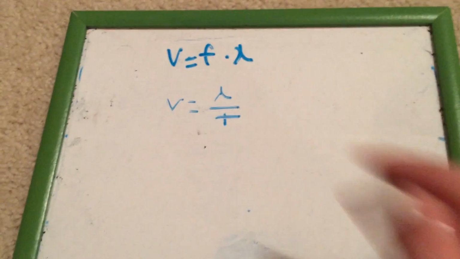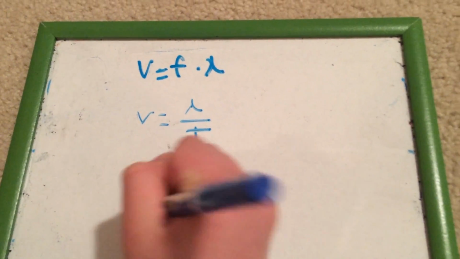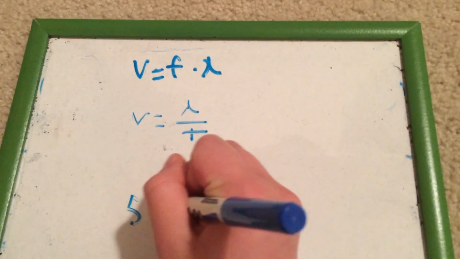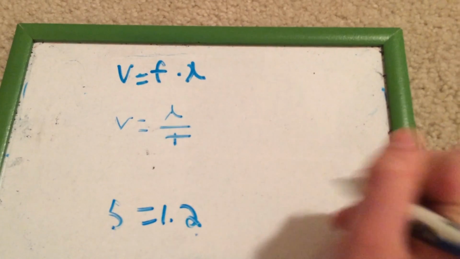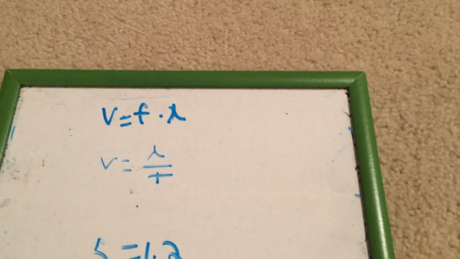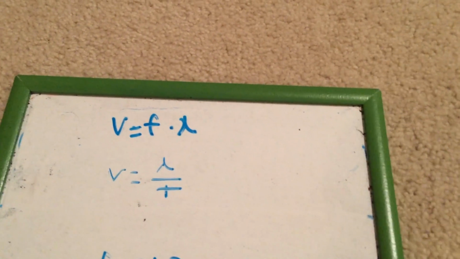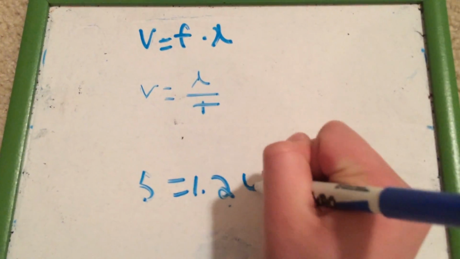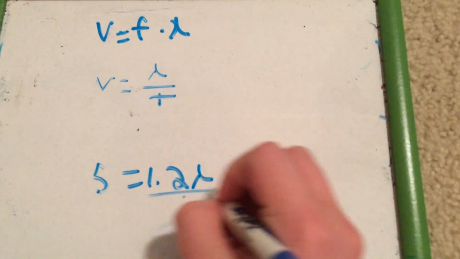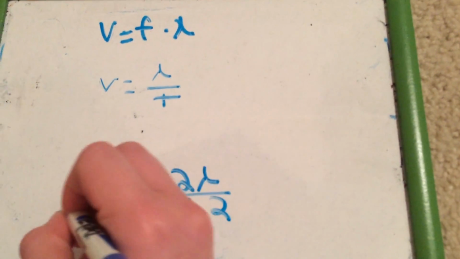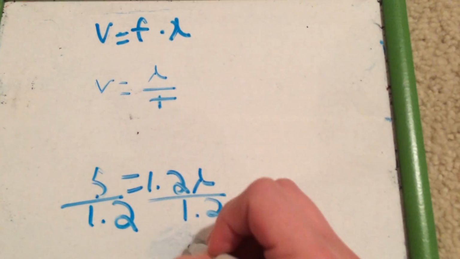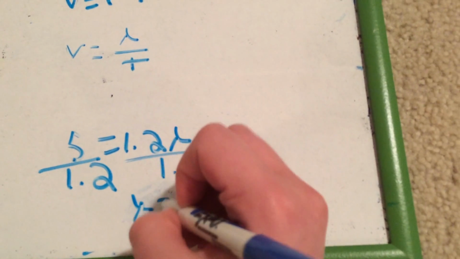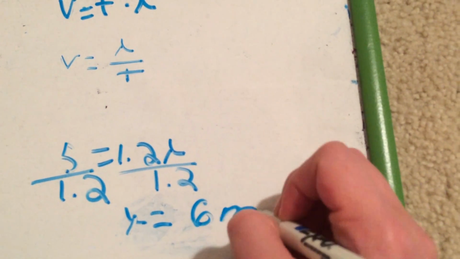If a wave speed is 5 meters per second and its frequency is 1.2 hertz, what is its wavelength? You set up the equation 5 equals 1.2 times the wavelength, and then you isolate the wavelength by dividing by 1.2, and you get wavelength equals 6 meters.